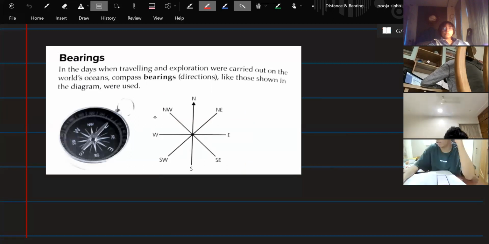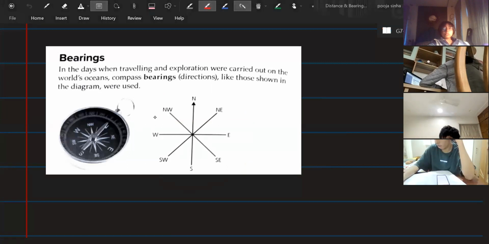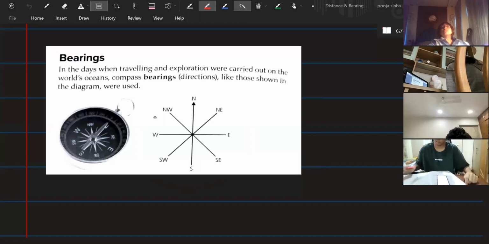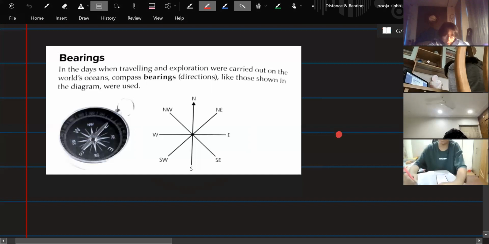So why are we studying these bearings? It's because you will be learning how to measure a bearing. All right. How do you measure a bearing? We will start with a basic diagram. Let's say I want to measure, there is a point A.